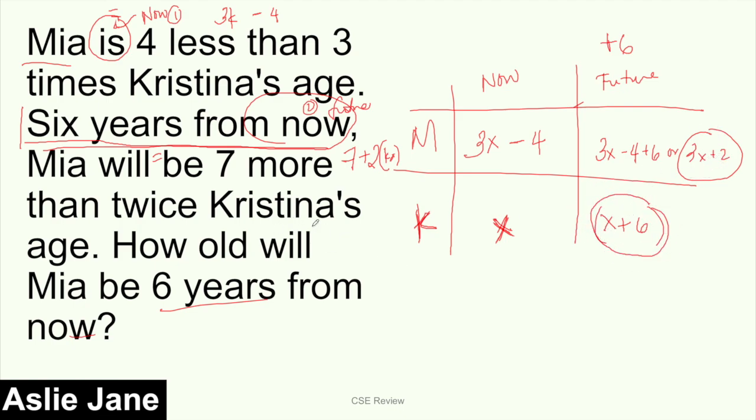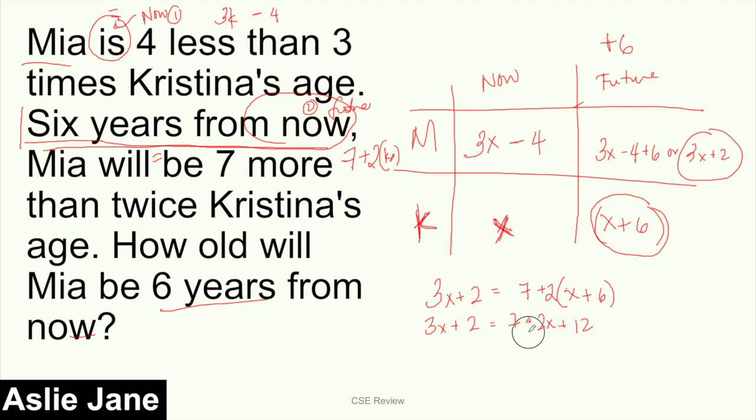At ang sabi dito sa equation is that, yung edad daw ni Mia, which is 3x plus 2, is going to be 7 more than twice Christina's age, or 7 plus 2 times nung age ni Christina, which is x plus 6. And that is our equation. So, we can solve na for that. 3x plus 2 equals 7 plus 2x plus 12.